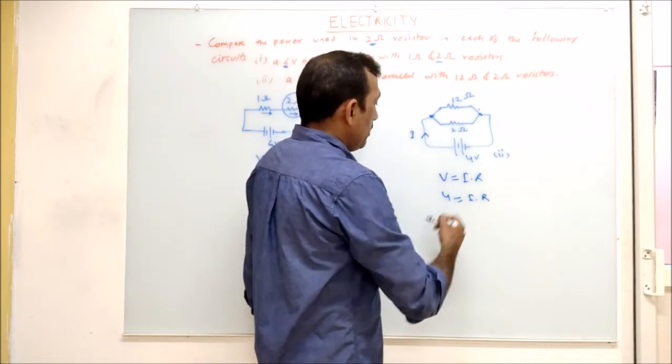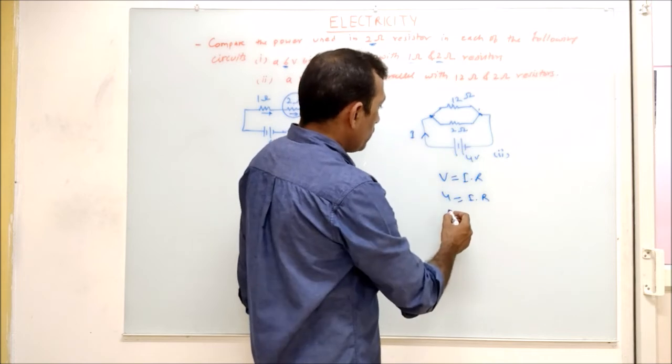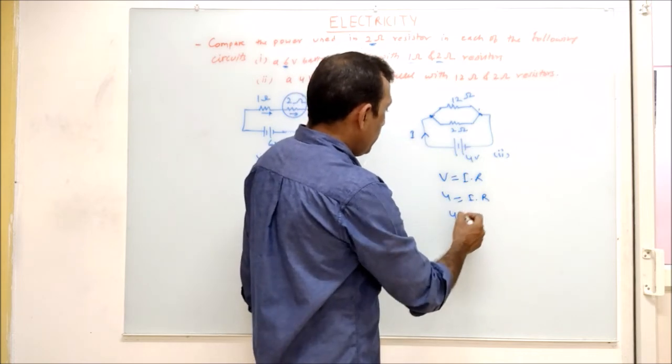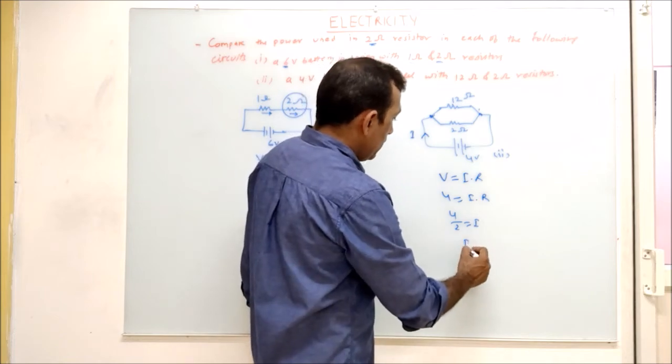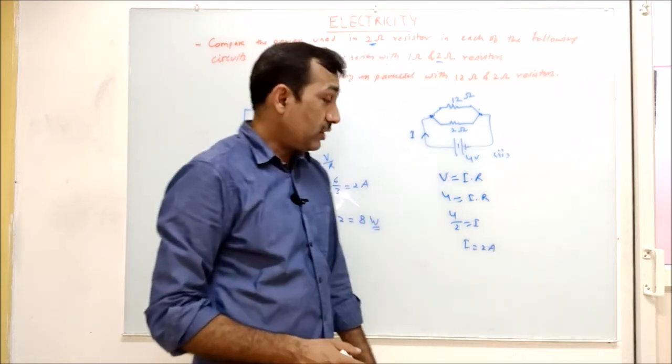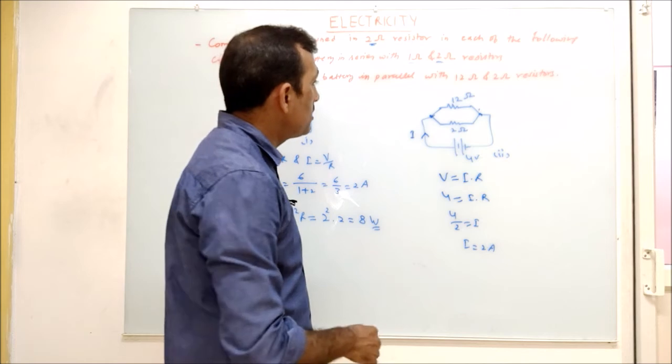And I into R, right? R is also known, 2. So 4 divided by R, which is 2I, right? So here also I is coming 2 ampere. Okay, wow. So I'm getting again the same answer.